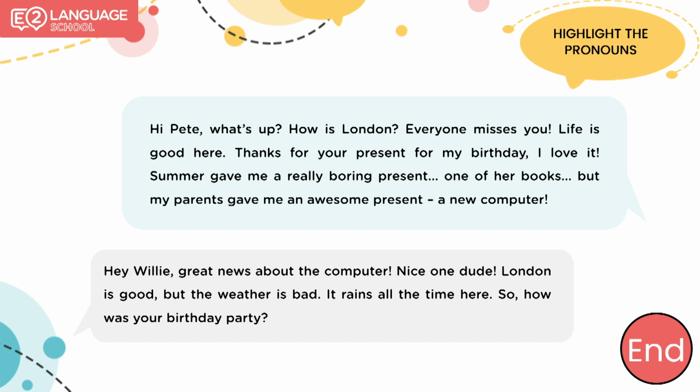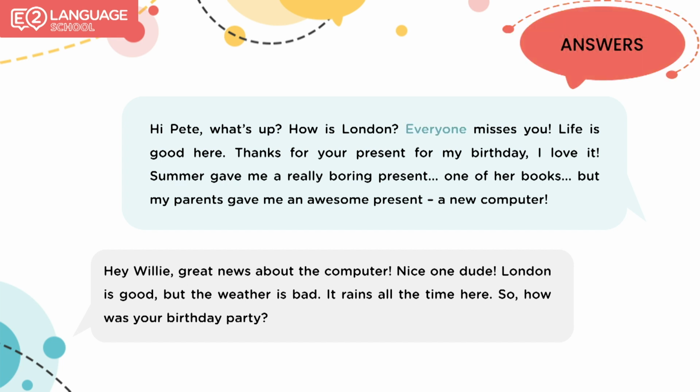Okay, everyone, how did you go? So, a little hint, there were 12 pronouns to find. Could you find them all? Let's have a look. So, everyone, you, your, my, I, it, me, her, my, me. Then we move on to the next message. It, so it rains all the time, and your birthday party.